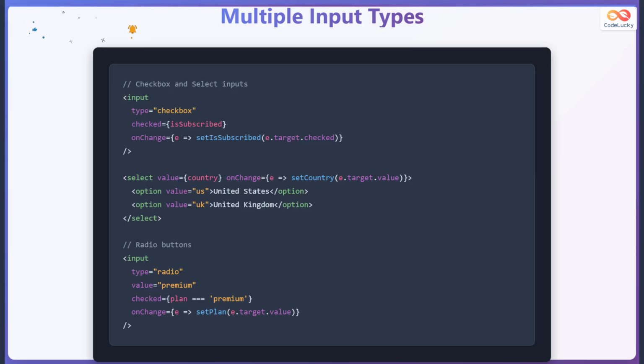Here's how to handle radio buttons. For radio buttons, we bind the checked property to a condition that checks if the plan state variable matches the radio button's value. We update the plan state using setPlan when the radio button selection changes.